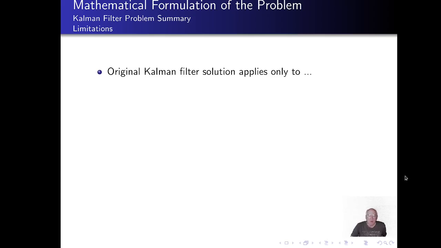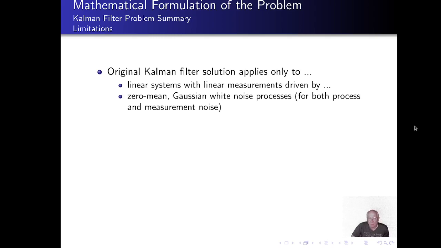So the original Kalman filter solution actually only applied to linear models, and this is a limitation that we need to be cognizant of. Later we'll see how we can actually work with a full nonlinear model and with non-Gaussian noise and so forth. But for now we're going to focus on the original formulation, and it was subject to these limitations. So they're linear systems, so F has to be linear, and they're linear measurements, so H has to be linear as well. And the system and the measurements are driven by zero mean Gaussian white noise processes. And that's for both the process and the measurement noise.